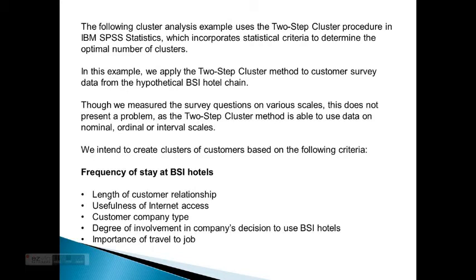In this example, we apply the two-step cluster method to customer survey data from the hypothetical BSI hotel chain. Though we measure the survey questions on various scales, this does not present a problem, as the two-step cluster method is able to use data on nominal, ordinal, or interval scales. We aim to create clusters of customers based on the following criteria: length of customer relationship, the usefulness of internet access, customer company type, degree of involvement in the company's decision to use BSI hotels, and the importance of travel to the job.